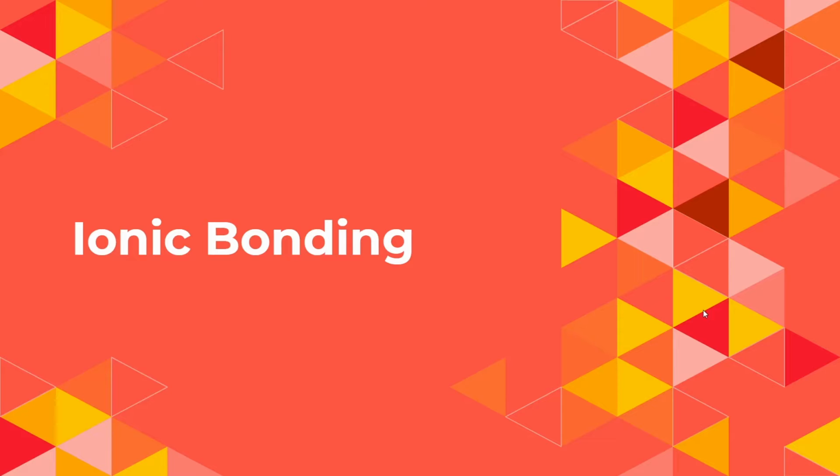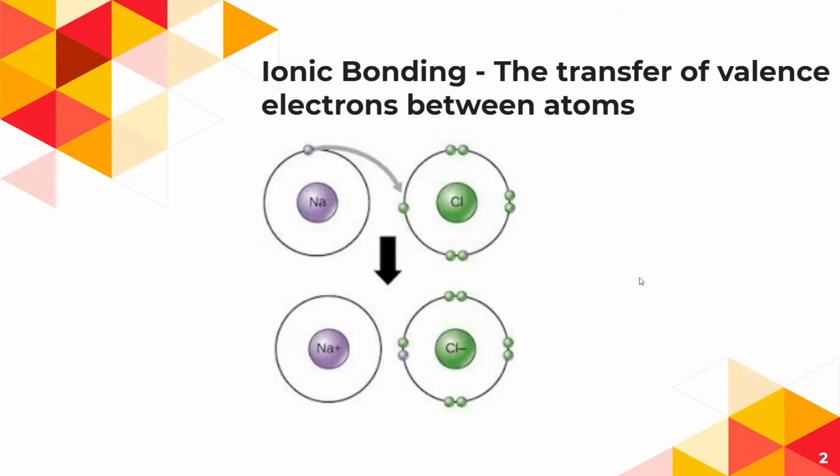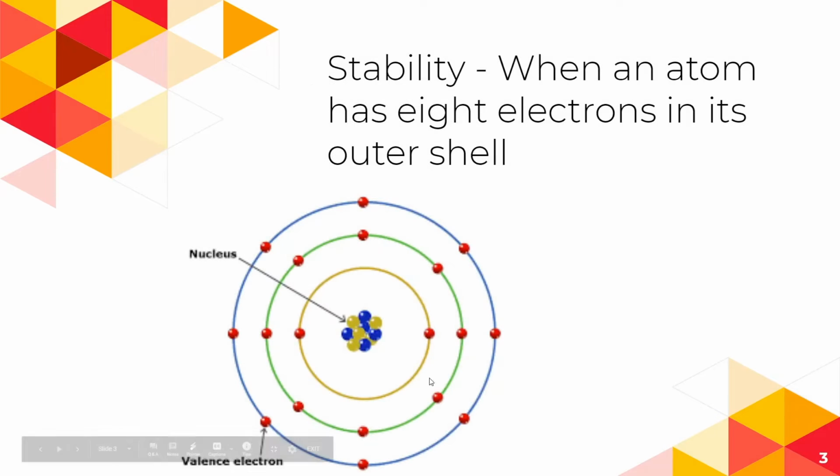Hello, everybody. Today we're going to be talking about ionic bonding. So there are three types of chemical bonds. There's ionic, covalent, and metallic. Ionic bonding is when a nonmetal and a metal bond. The metal will give a nonmetal an electron because the atoms want to reach 8 valence electrons.